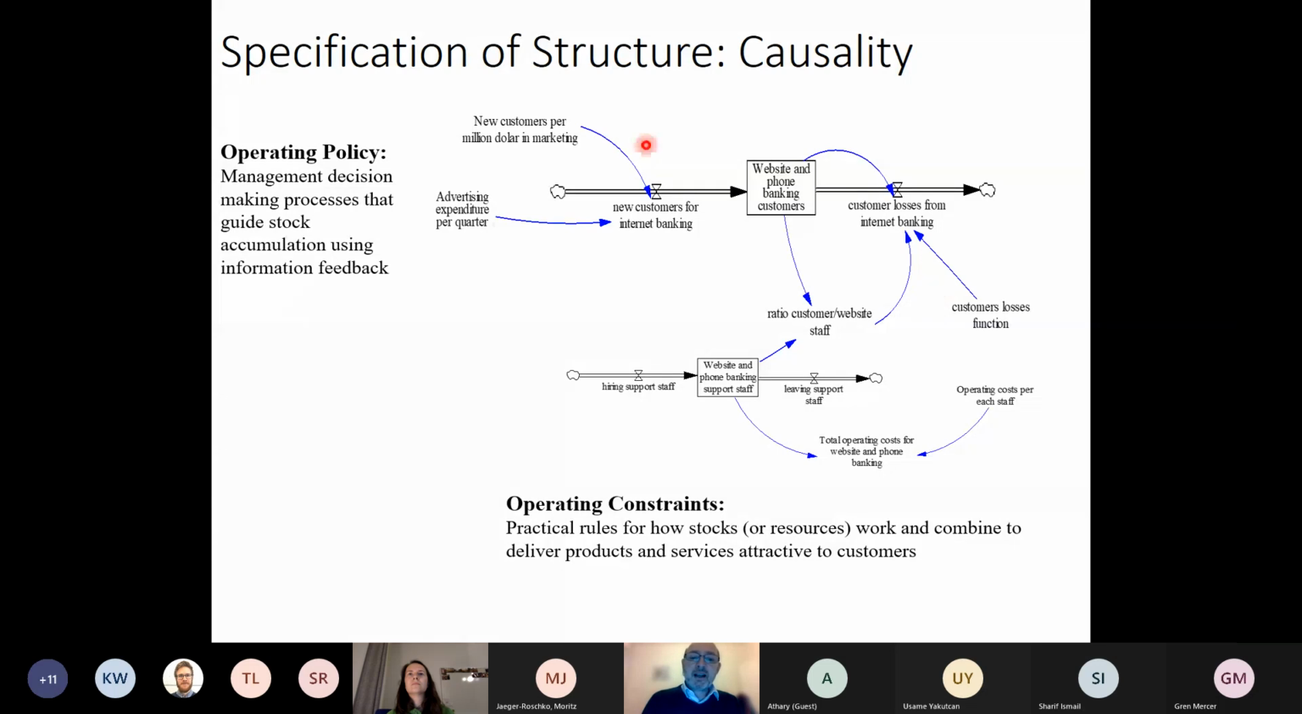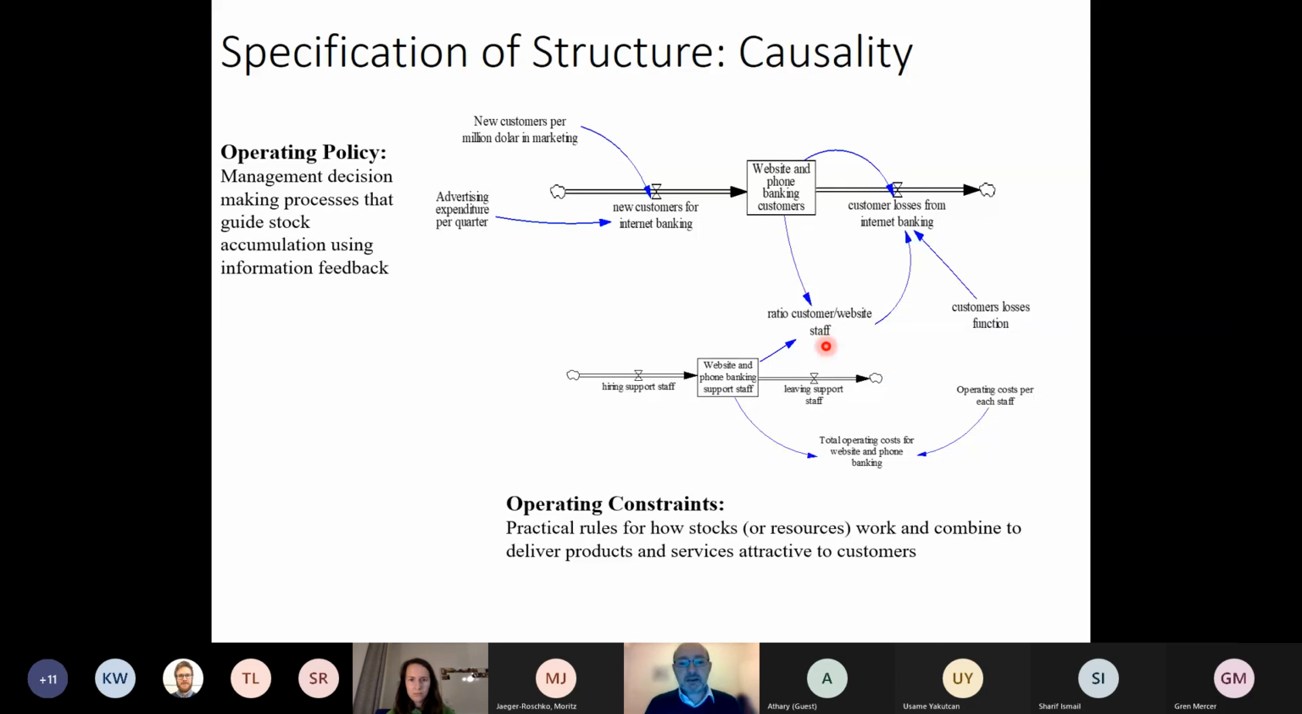These are, we can say, the social aspects of the business or a system. These are discretionary, these are not discretionary. These happen because of the way that the business works. So when you are thinking about causality in stock and flow models, you have operating policies and you have operating constraints. How do we do this formulation?